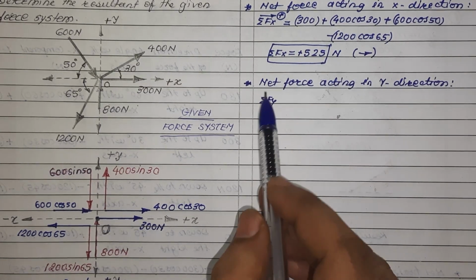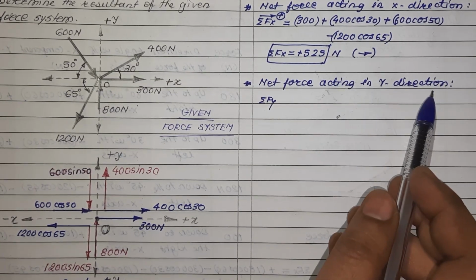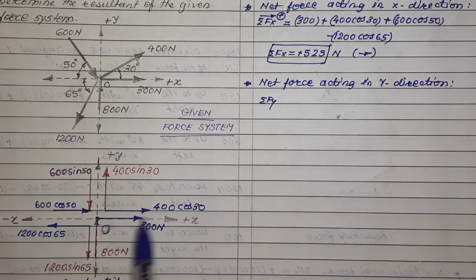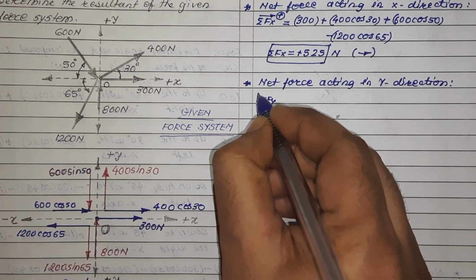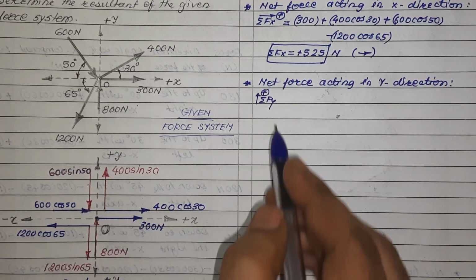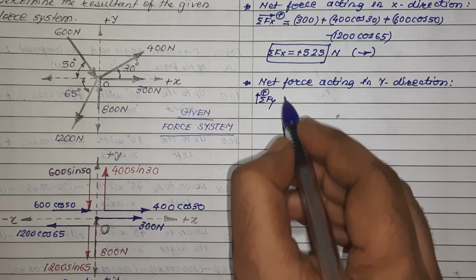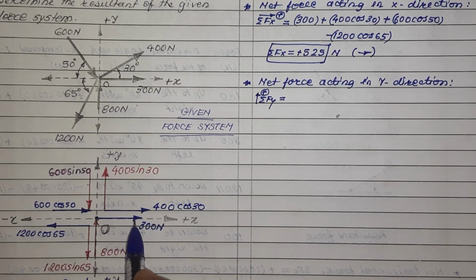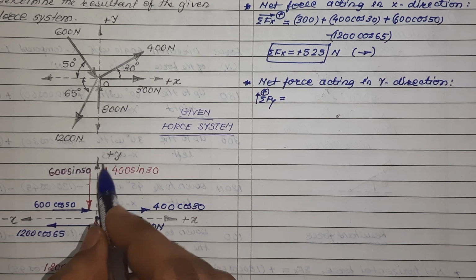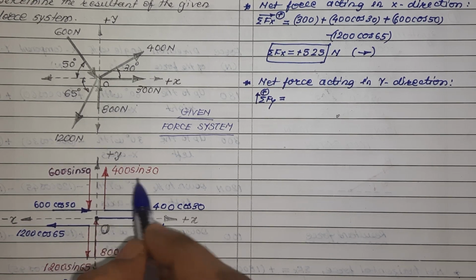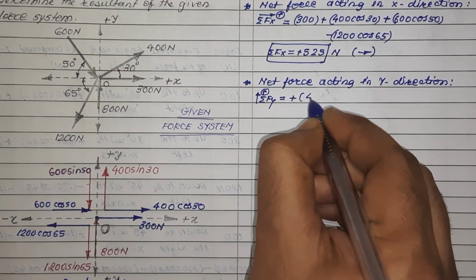Now we will find out net force acting in y direction, that is, unbalanced force produced due to algebraic addition of all y components. Which sign convention are we following? We are following vertically upward force positive. Hence, algebraic sum of y components of forces is equal to: 300 Newton is a horizontal force, hence its y component is 0. 400 was up to the right, so its y component is upward, positive 400 sin 30.